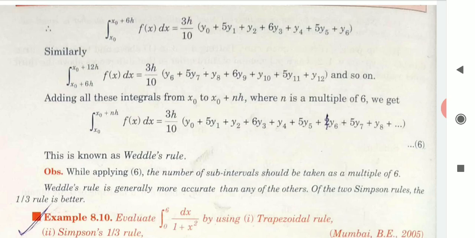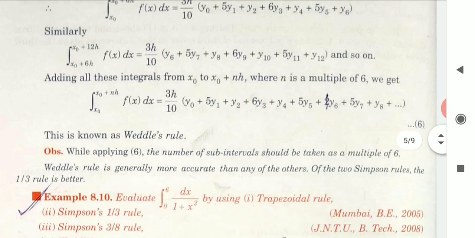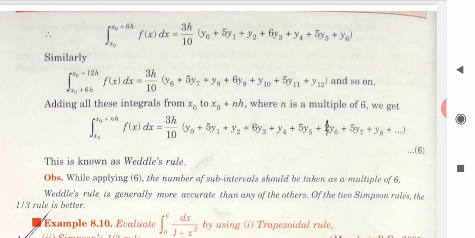Weddle's rule is generally more accurate than any of the others. Out of the two Simpson's rules, you may ask whether 1/3 is good or 3/8 is good. They are saying that Simpson's 1/3 rule is better, and out of all the rules, Weddle's rule is better. Actually, we cannot comment like that, because it depends on the accuracy which we need. Sometimes the trapezoidal rule may also do the work. There is no need of going for higher methods like Simpson's 1/3, Simpson's 3/8, Weddle's rule. Sometimes trapezoidal is also good.